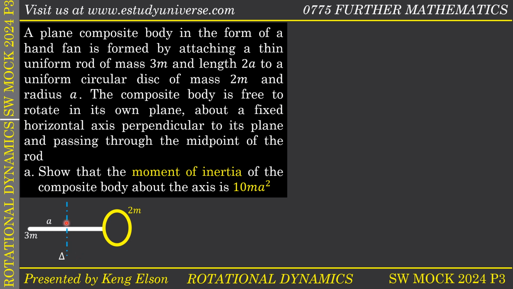Since it is passing through the midpoint of the rod, it therefore means that it's going to divide the rod into two equal parts. So this length to the left is going to be a, and the length to the right is also going to be a.